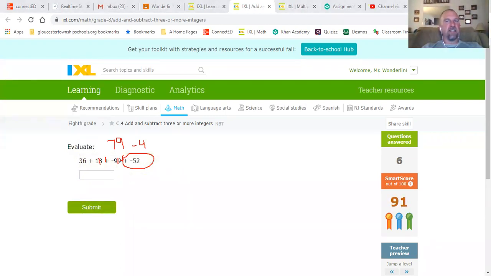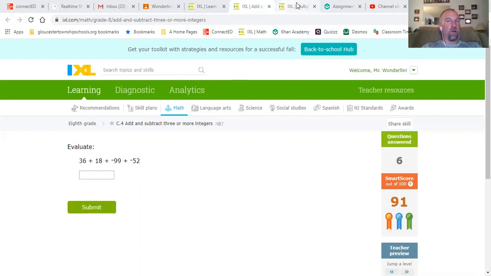So again, there's not necessarily one right way to do it. You could go through and do just one number at a time. You could do 36 plus 18 and get a total, and do whatever that total is plus negative 99 and get another total, and get whatever that total is plus negative 52 and get a final total. It just might be more work that way. So you want to try to find the easiest and shortest method for yourself. That's our adding and subtracting 3 or more integers.